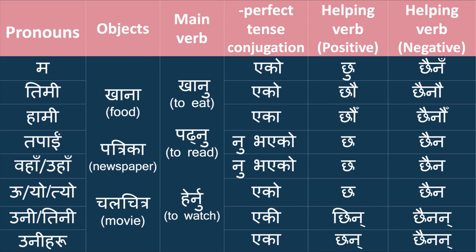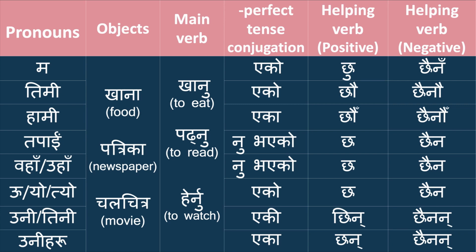Now here is the final conjugation table of present perfect tense. Here pronouns, change the pronouns adding le if the verb is transitive. You can use the object. Here is the main verb, the perfect tense conjugation and the positive and negative helping verb. If you are confused between helping verbs, please watch my previous video so that you will have clear concept on helping verbs.